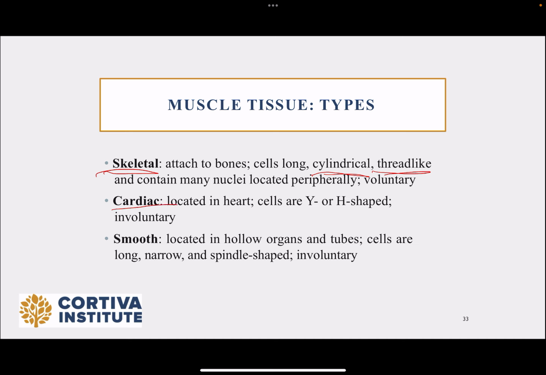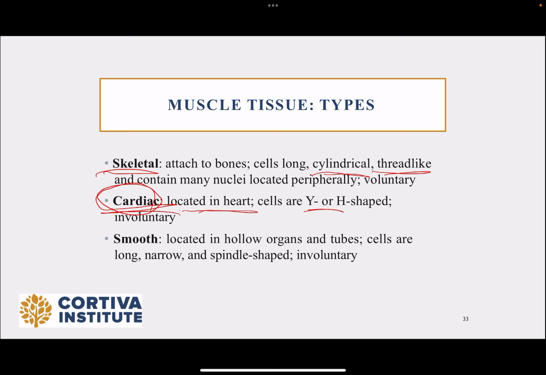Now, the heart itself, specifically, or cardiac muscle, is going to be located in the heart. Now, their shape is a little different. They're going to have more of a Y or H shape, and they are involuntary. I don't go, oh no, I'm going to stop my heart real quick, and then my heart stops.